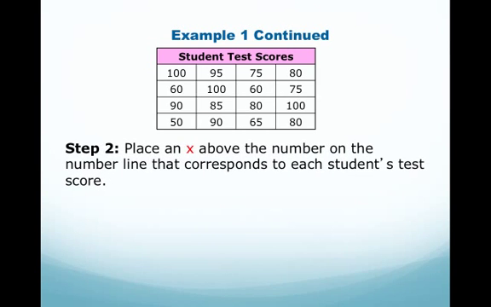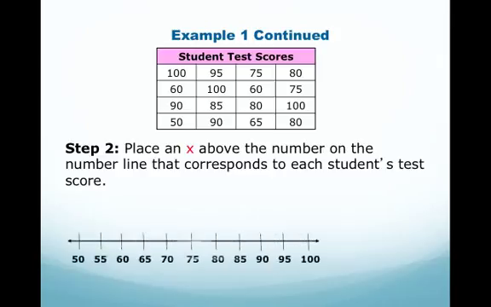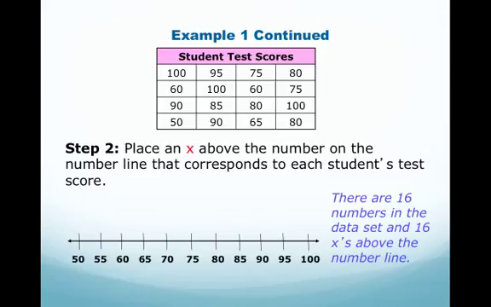Step 2. Place an X above the number on the number line that corresponds to each student's test score from the table. So again, your number line should have started at 50, went by fives, and ended at 100. There are 16 test scores, so we should have 16 X's on our table. Each X should represent a test score.